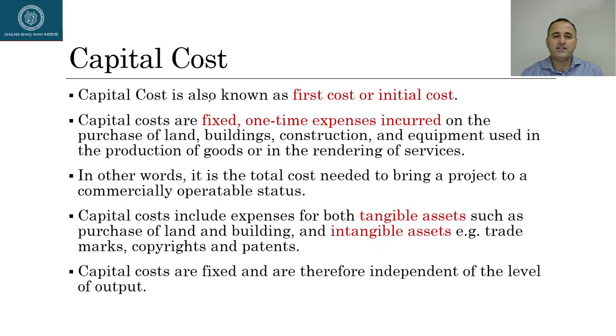Capital cost is also called the first cost or the initial cost. You might have heard this a lot of times if you're reading business articles: capital investment. It is the investment that you need to meet the first-time cost or the initial cost. Capital costs are fixed one-time expenses. You can either purchase land, buildings, or construction with it, or you can use that money for acquiring equipment which you need for production, or even rendering services. In other words, it is the total cost needed to bring a project to a commercially operable status.